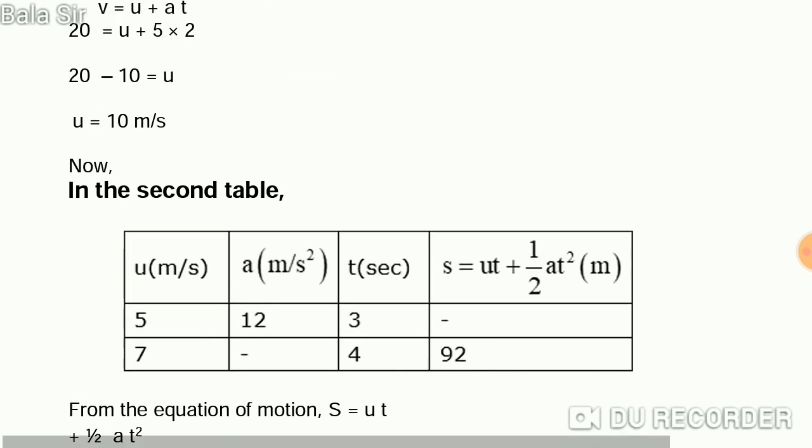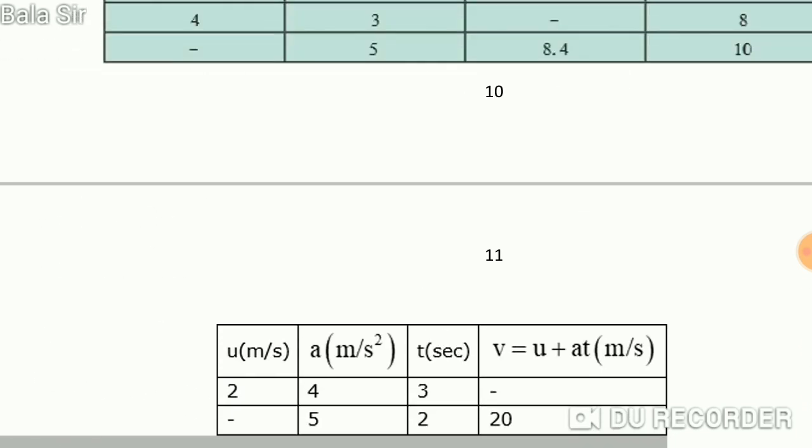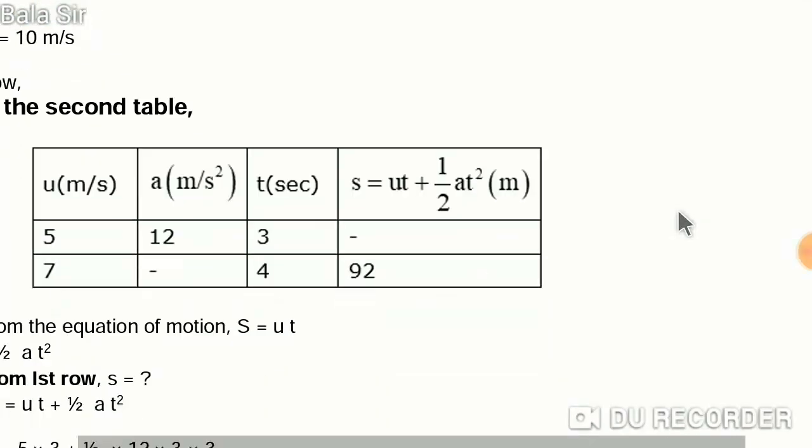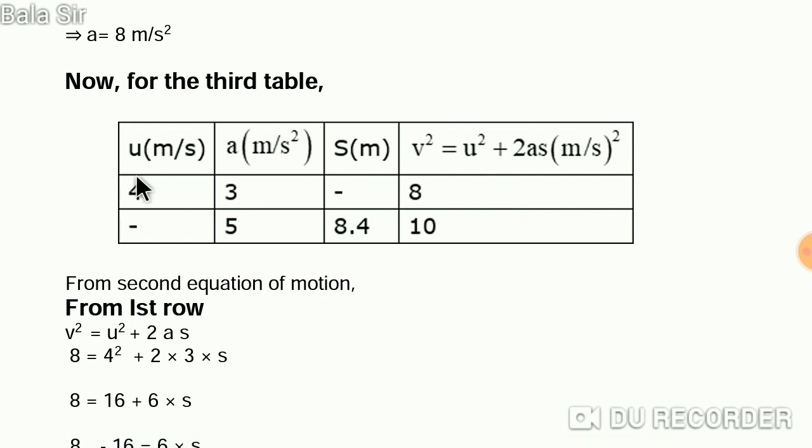Let's see the third table. This is your third table. Here the formula is v square is equal to u square plus 2as. U is 4, A is 3, S we want to find, and V is given as 8. Let's solve this. Already the table is given over here.